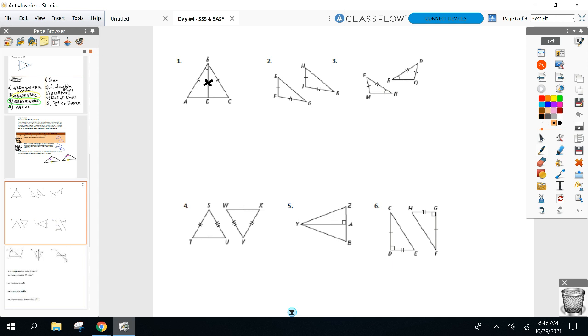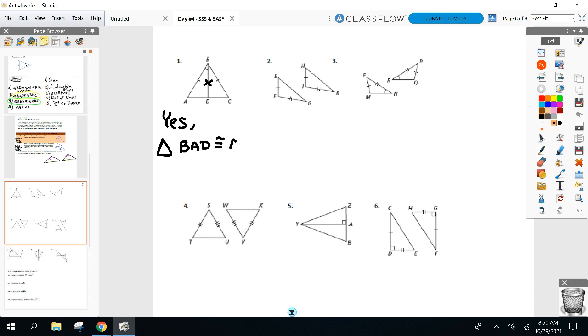So are these triangles congruent? Yes. And I believe, what else did I ask you? I said write a congruent statement if they are, right? Yep. Okay, so let's write a congruent statement. Triangle. How do you want to name the first triangle? BAD.